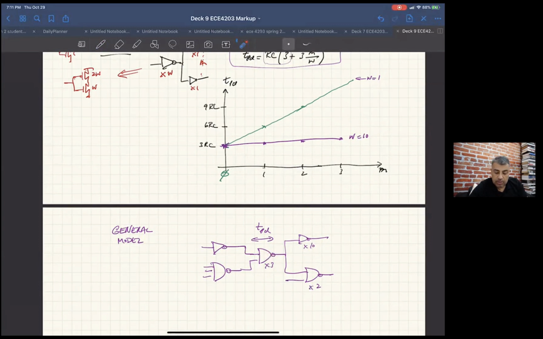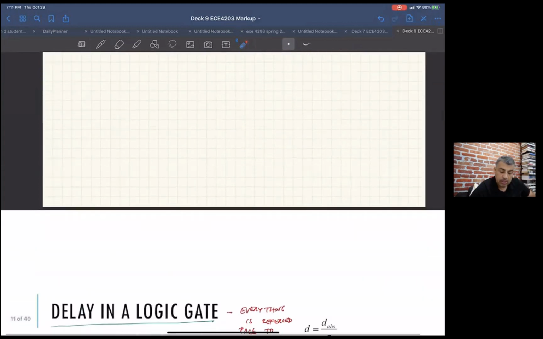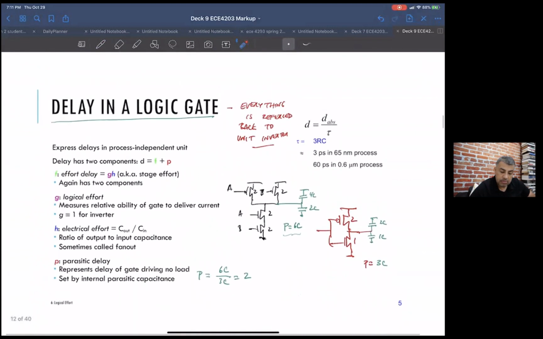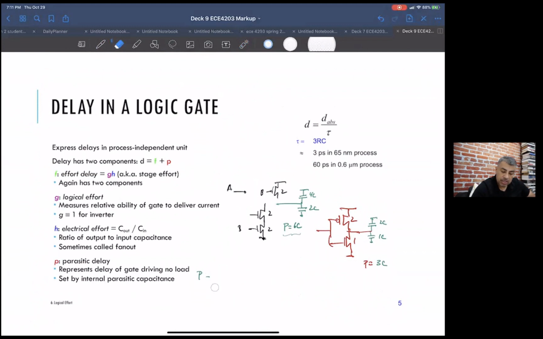I drew this really badly, but this was supposed to be a NOR and a NAND. So a NAND is driving a NOR and an inverter. So we want to come up with something more general. And so that's where we come up with this. Let me just erase. These are the previous notes I had.